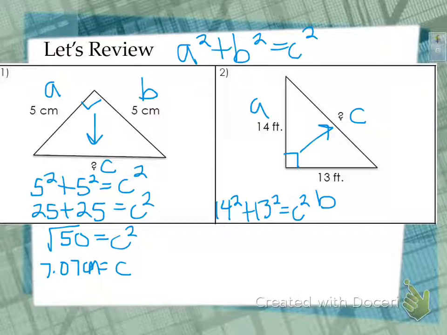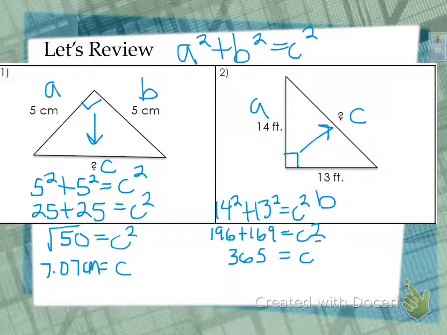14 squared is 196. 13 squared is 169. And when I add those together, I get 365. Once again, to get rid of or eliminate my exponent of 2, I must find the square root to get an answer of, rounded answer, 19.1 feet.